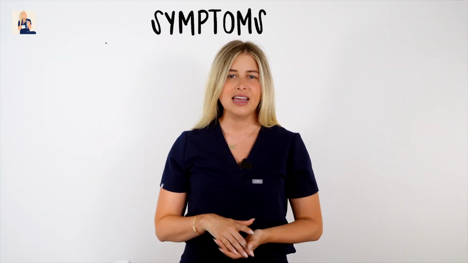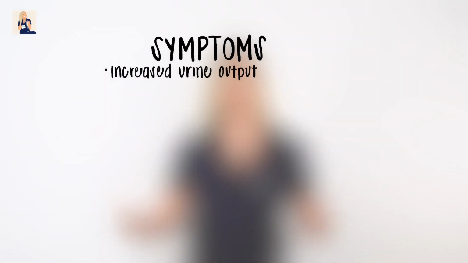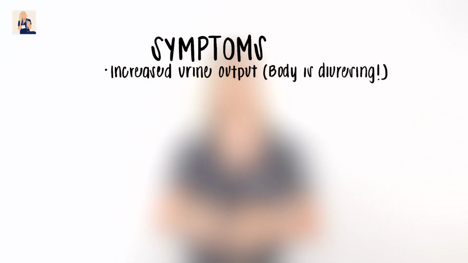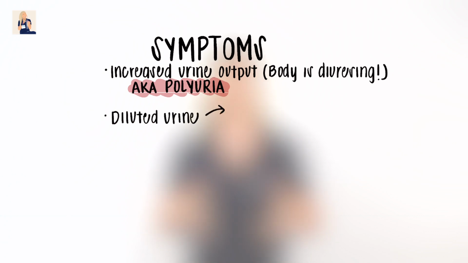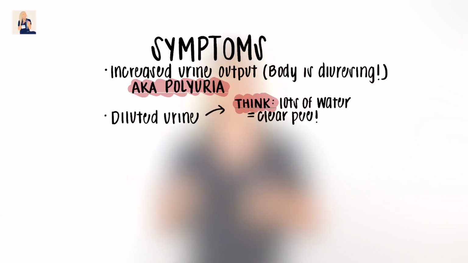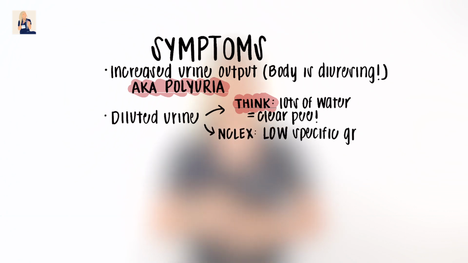Symptoms of DI revolve all around that dried out little SpongeBob sitting on the toilet. If the body is peeing out so much fluid, urine output will be increased, which is what we call polyuria. If we're peeing out tons of fluid, then we have extremely diluted urine. Think about when you drink a ton of water and you pee that out. Your pee is clear, right? A little tip for the NCLEX, this is what we call low urine specific gravity. It is so diluted, it's going to be less than 1.005.